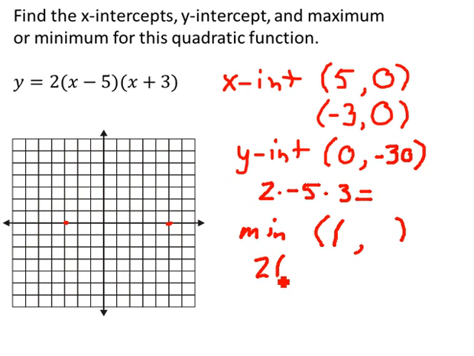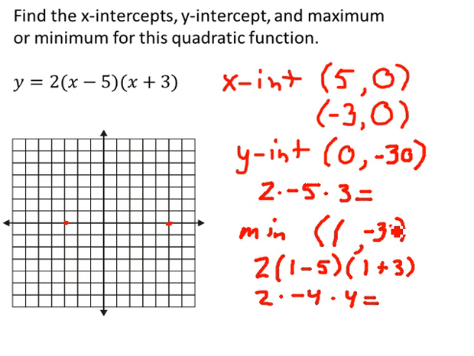We're going to do 2 times 1 minus 5, and then 1 plus 3, which would give us 2 times negative 4 times 4. And if we calculate that out, we'd get 2 times negative 4, which is negative 8, negative 8 times 4, which is negative 32. So our y value for the minimum is negative 32.